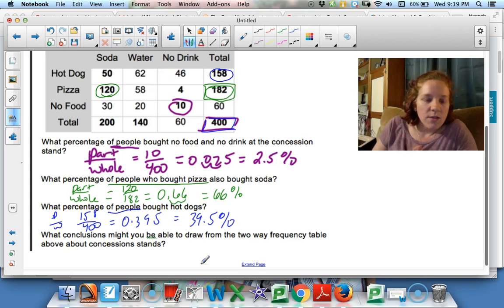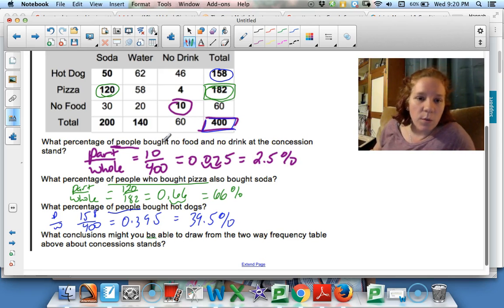All right, the last kind of question we could ask is for you to interpret this or draw some conclusions from what you see. So it says, what conclusions might you be able to draw from this two-way frequency table about concession stands? So this is an open-ended question. There's all sorts of things you could say about it. You could say that most people who go to concession stands do buy food because, you know, we only had 2.5% that didn't buy any food, that just bought souvenirs or whatnot. We can see that a lot of people bought soda compared to no drink. Well, I guess half the people bought soda. The other half either got water or nothing. So that was very popular.